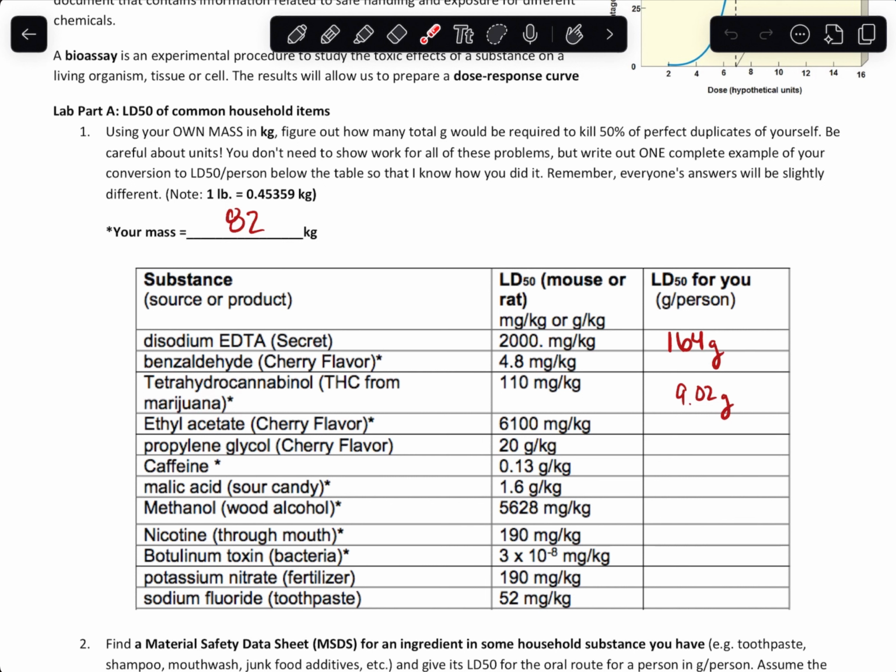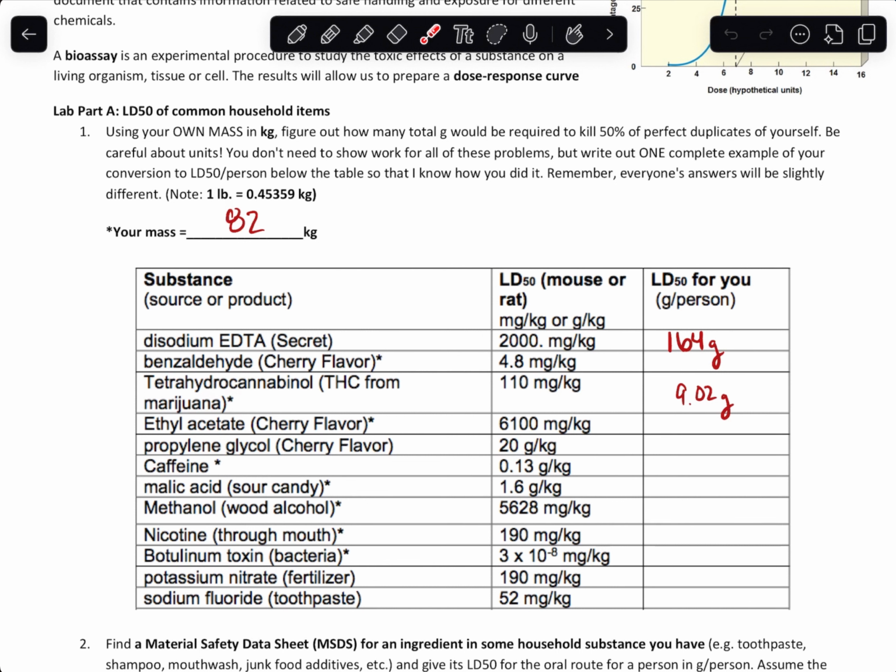It says the conversion is right here. You would just multiply by that 0.45359. And when I do that, I get 82 kilograms. So my weight or mass in kilograms is 82. I rounded, so you can just round, that's fine. And all I need to do is go over here and multiply by these numbers. So I'll take 82 and multiply it by 2,000. 82 and multiply it by 4.8. 82 and multiply it by 110. 82, and you get the idea, right?